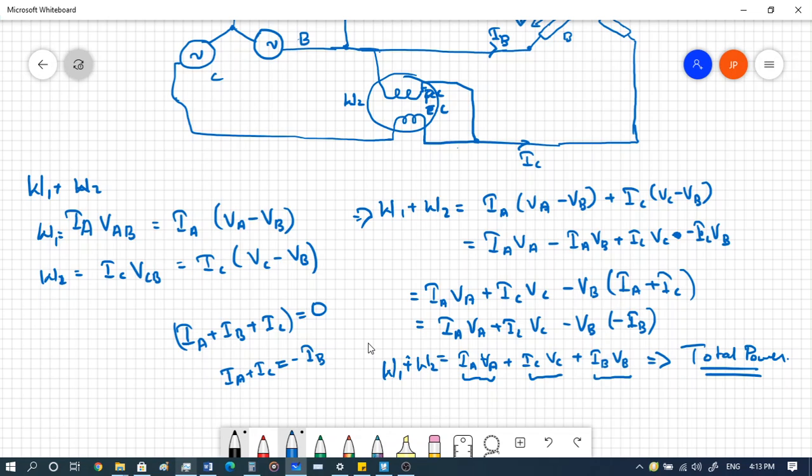So I hope this is very much clear to you guys. So in the 2 wattmeter method, if you add the values of 2 wattmeters W1 and W2, you will finally end up getting the total power in the system, right?